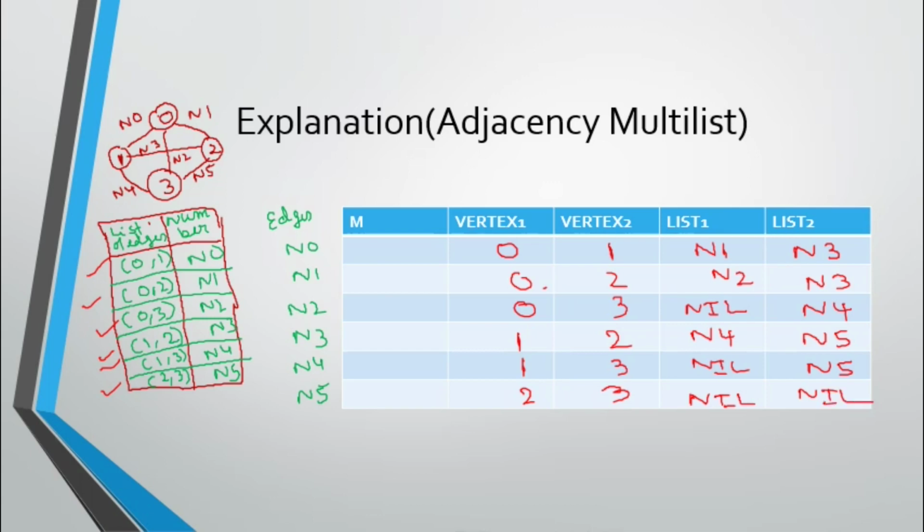Now for all the edges, if it is visited, we put a tick here, and if it is not visited, we put a cross there. It's as simple as that. So this is our adjacency multi-list. This is the concept of adjacency multi-list, and this is all about graph representation. Thank you, students. That's all we have in this video.